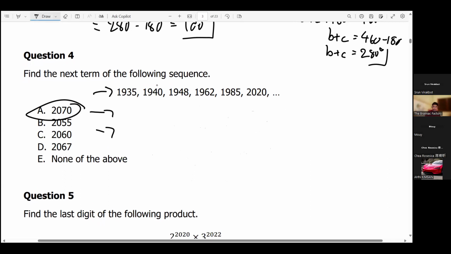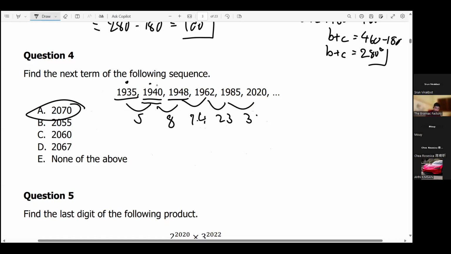Okay, so when I say we need to find the difference between each term, first you'll take 1940 minus 1935, you'll get 5. So from this term to this term is 5 difference, and you'll take 1948 minus 1940, you got 8. So the difference between 1948 and 1940 is 8, and so on. Sorry, this is 5, 8, this is 14, this is 23, and this is 35.